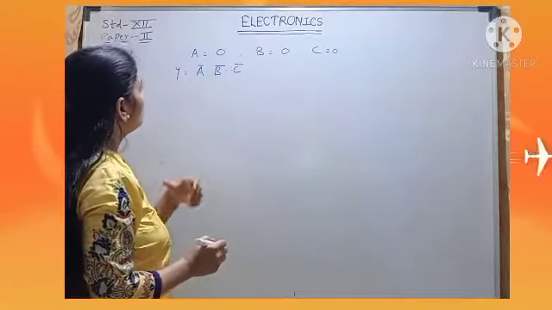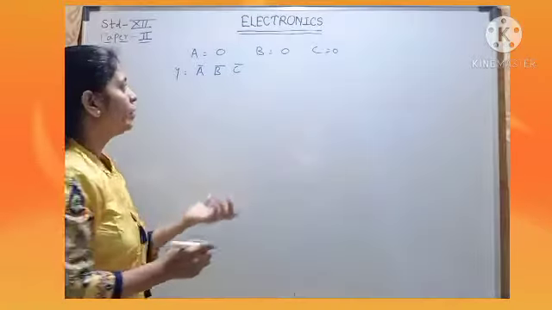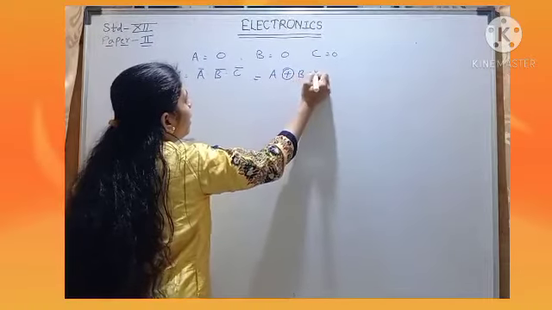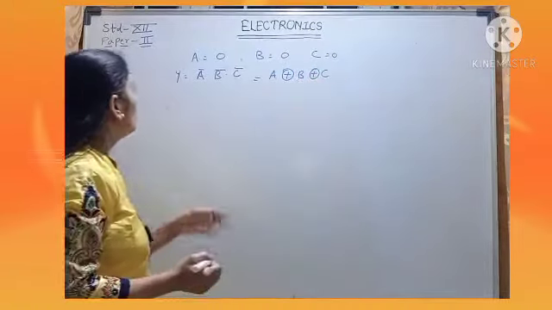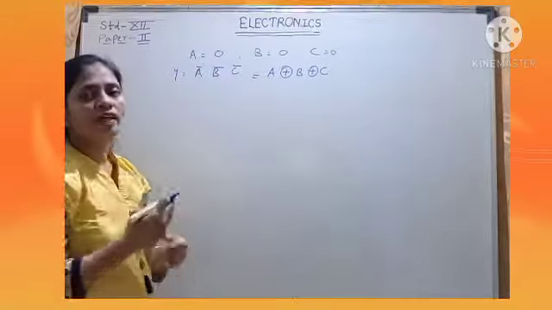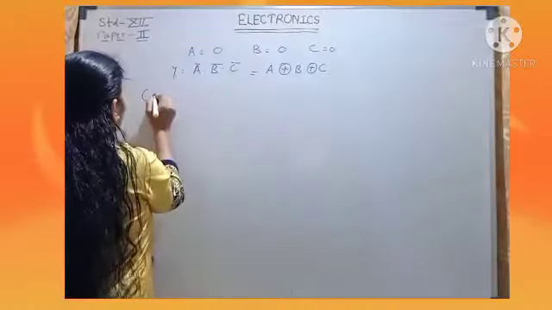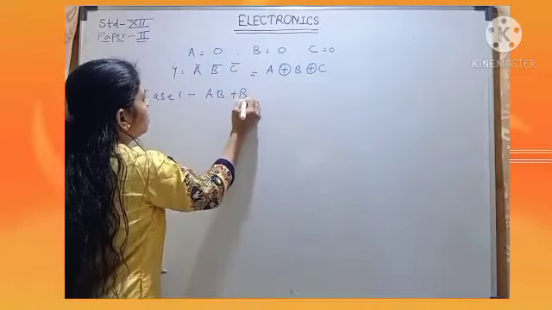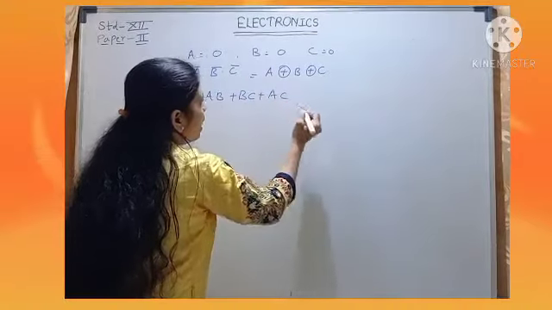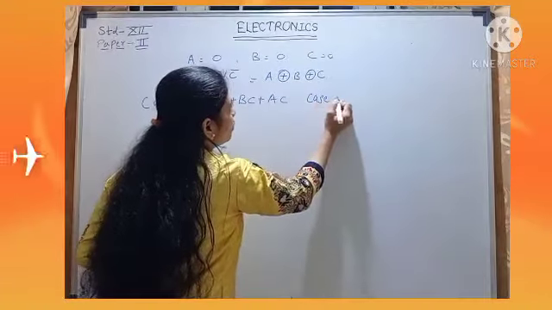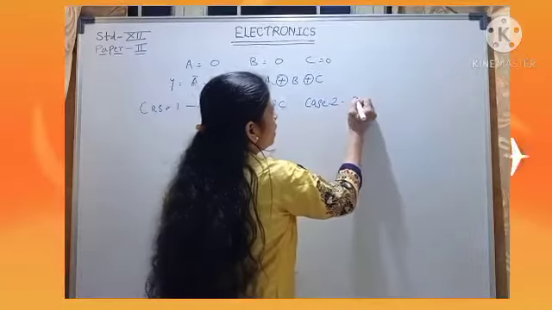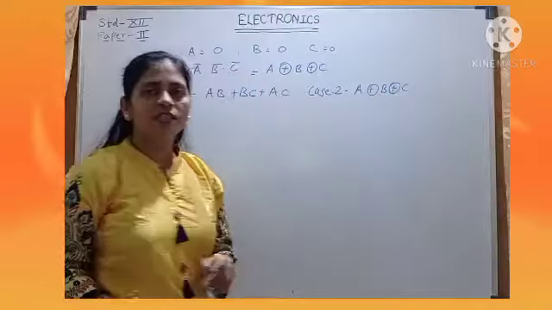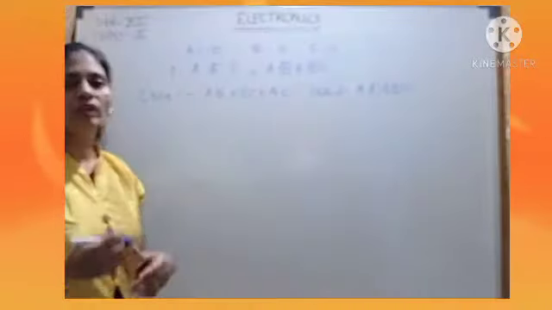So we got this equation and we have to draw the diagram for this. We can write this equation as A XOR B XOR C. So we got this equation for our second case. For case 1, we got the equation AB plus BC plus AC, and for case 2, we got the equation A XOR B XOR C. Now we have to draw the diagram.